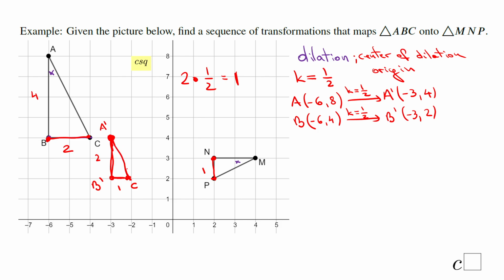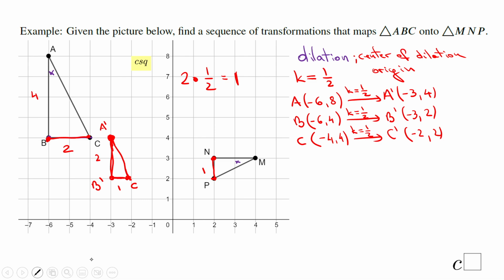We can do that for C also, just to check it. C was -4 and 4. We're gonna do a reduction by 1/2. So it becomes C prime, -4 times 1/2, -2, and 4 times 1/2, 2. Yes, that's exactly what you see here. But then what else do I need to do? So I reduce it and get here, but I need to do one more thing.